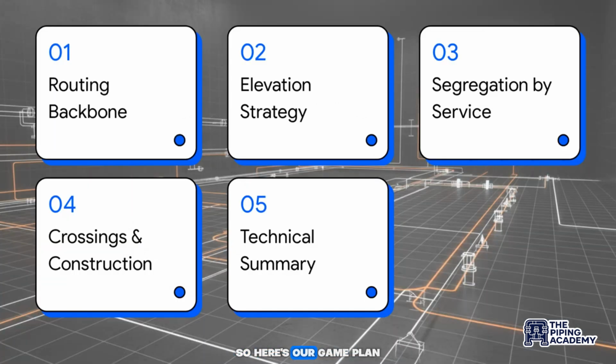All right, so here's our game plan. We'll start with the rack's fundamental purpose as the plant's routing backbone. Then, we'll get into the vertical elevation strategy, a really key concept. After that, we'll cover the horizontal segregation of services. And finally, we'll touch on some real-world design issues, things like road crossings and constructability, before we wrap it all up with a clean technical summary.